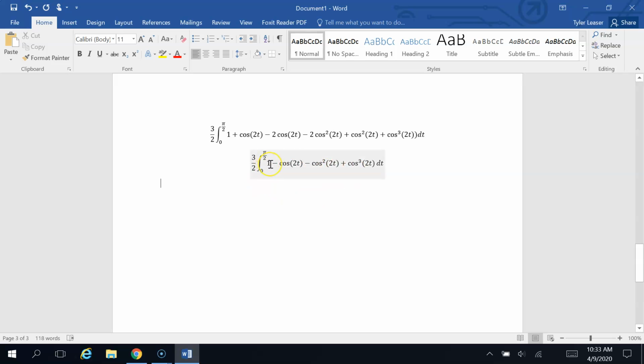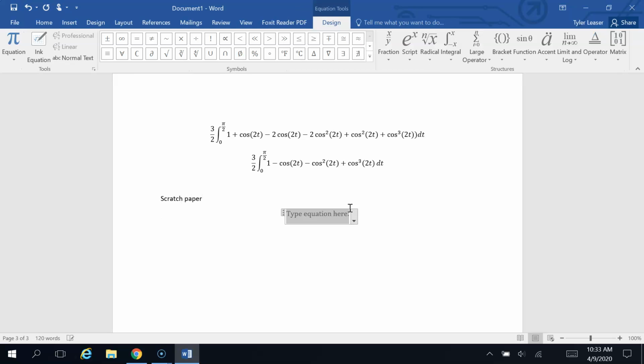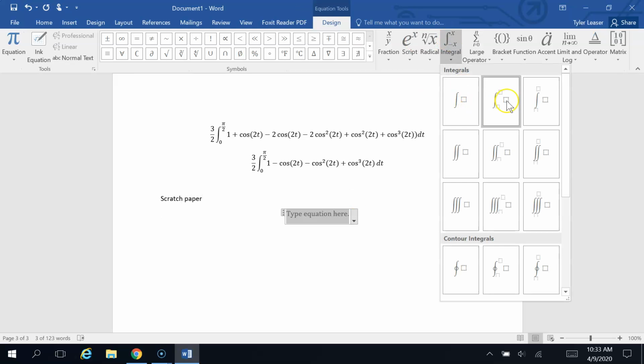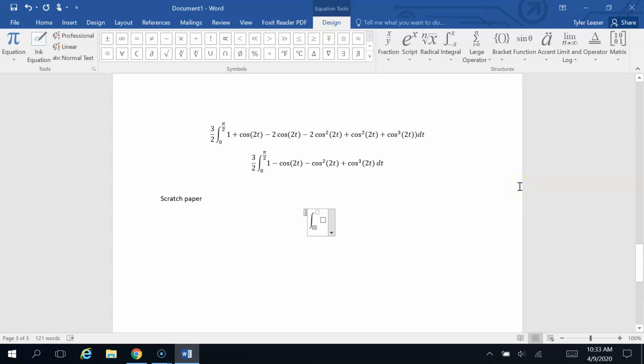The antiderivative of 1 we can do very easily, that's just t. The antiderivative of cosine 2t we could also do fairly easily. It's just these other 2 that can be a little bit difficult. So this is where I would go to scratch paper, and I would find some of these separately. So let's just do the integral there of cosine squared of 2t dt.